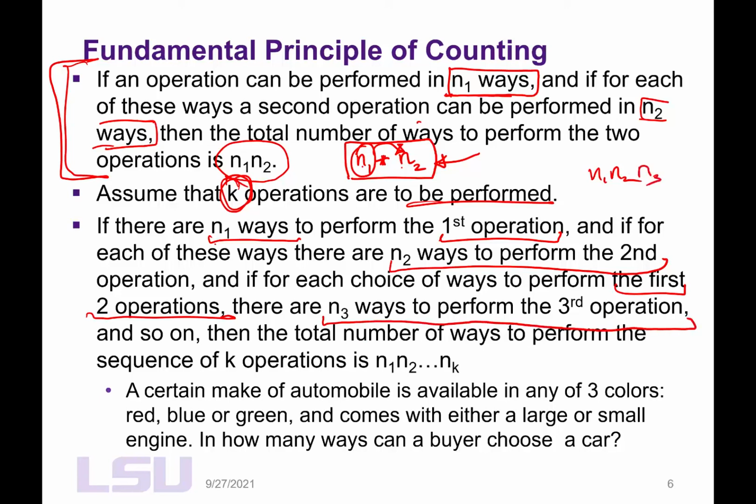And then that will give you a total number of n1 times n2 times n3 ways, right? If this continues to n4, and then to nk, which is why I said there are k operations to be performed. In this case, k was equal to 2, just two operations, n1 and n2. Here there are k operations, so you'll do n1 times n2 times n3 all the way to nk. And this is the total number of ways to perform the sequence of k operations. I hope that's clear. So we've just extended this simple case with two operations to a case with any k operations.